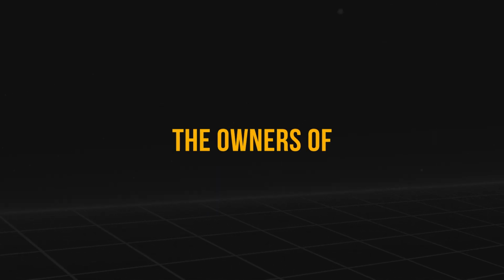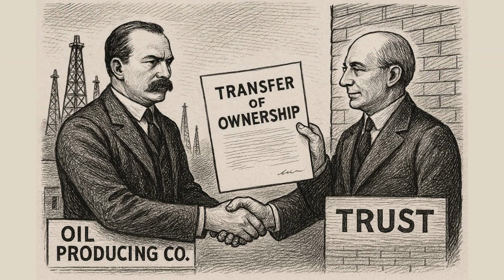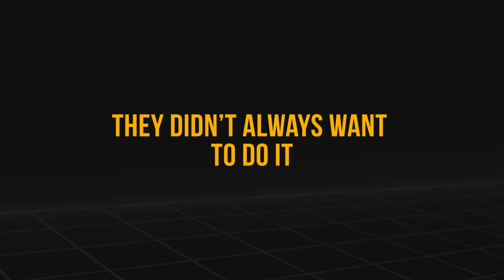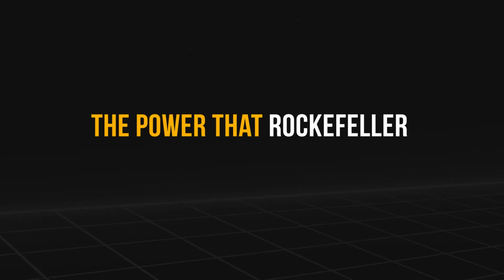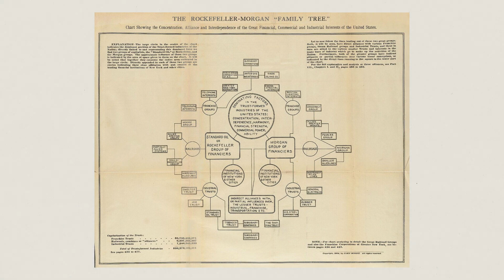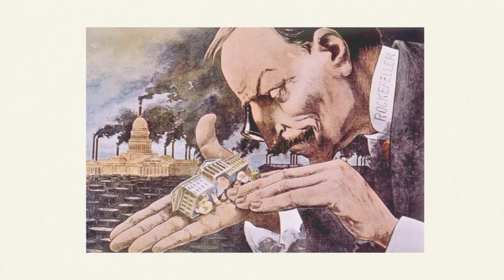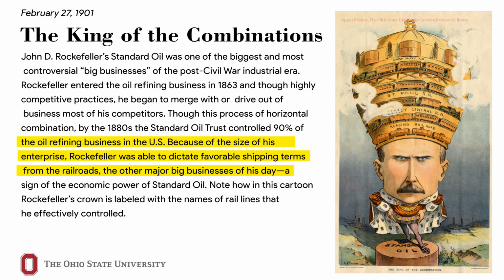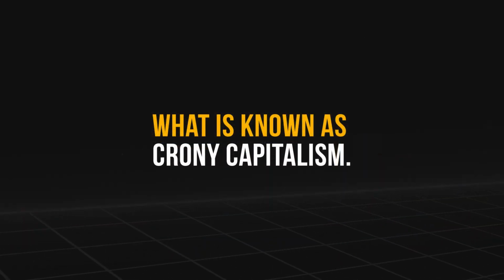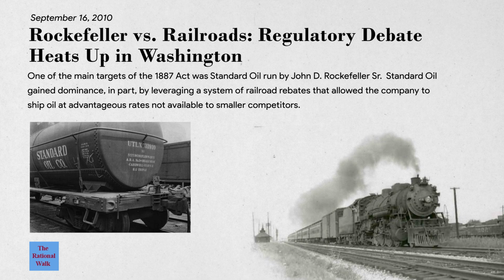Effectively, the owners of oil producing companies transferred their ownership rights to an entity called a trust. To be fair, they didn't always want to do it, but they had to, considering the power that Rockefeller exerted in the economy. The rich businessmen supported the government, and the political parties and government in return supported the businessmen. This is what is known as crony capitalism, which was a huge problem in the US back then. To give an example, the railways gave money to Rockefeller because Standard Oil transported more goods through the railways, and in turn they wanted to help his business.